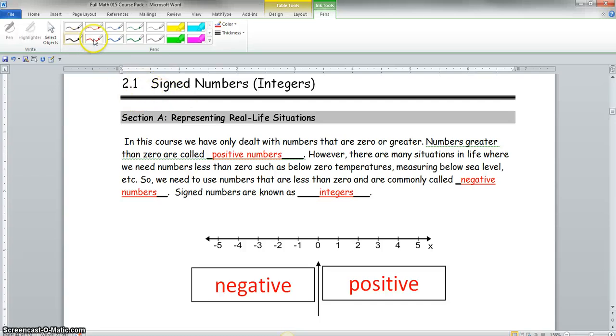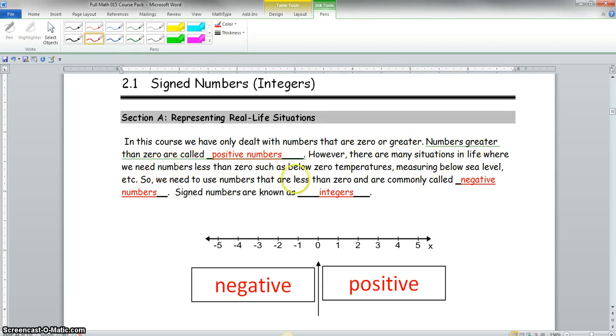Okay, class, we're starting on section 2.1, sign numbers, which are also called integers. Section A, representing real-life situations. In this course, we have only dealt with numbers that are 0 or greater. Numbers greater than 0 are called positive numbers.